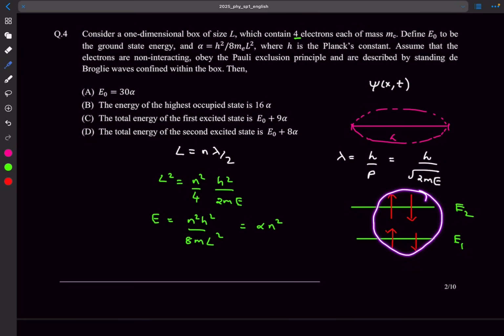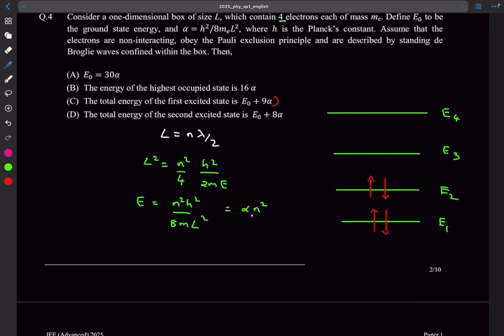Now all we have to do is just add the energy levels. So this is the ground state configuration, and we can just add up the energies real quick. If you put n equal to 1, you'll get E1, which is just alpha. So the energy corresponding to these 2 electrons will be 2 alpha. And if you put n equal to 2, you'll get the second energy state's energy, which would be 4 alpha. So add up 4 alpha twice, you'll get 8 alpha. So 8 plus 2 is 10 alpha. So the ground state energy of the system is 10 alpha. Okay, so option A would be wrong.